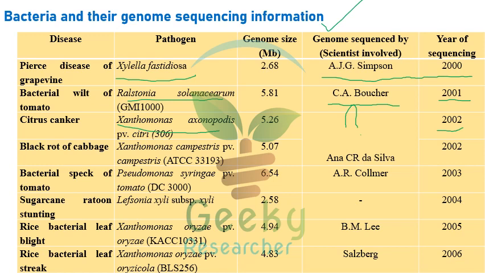Black rot of cabbage, Xanthomonas campestris pathovar campestris. It was actually sequenced by Da Silva, 2002. And bacterial speck of tomato, Pseudomonas syringae pathovar tomato, it was Buell, 2003.